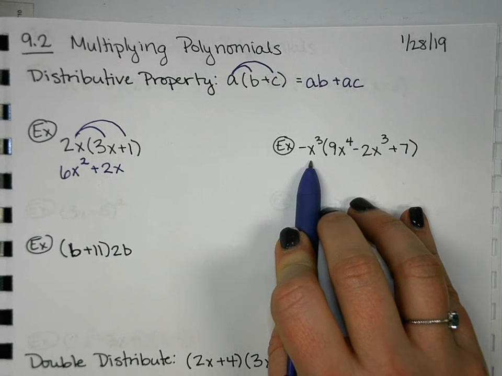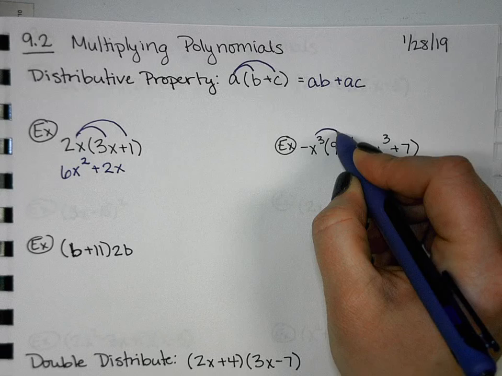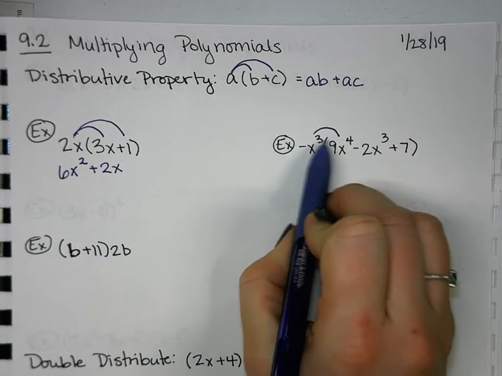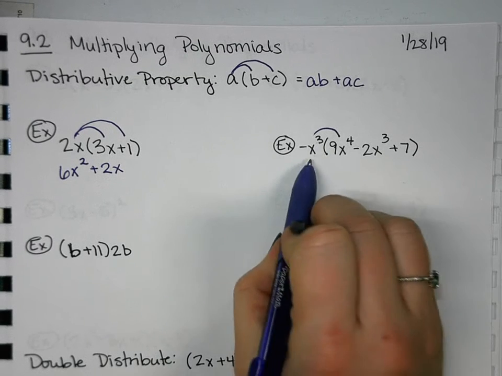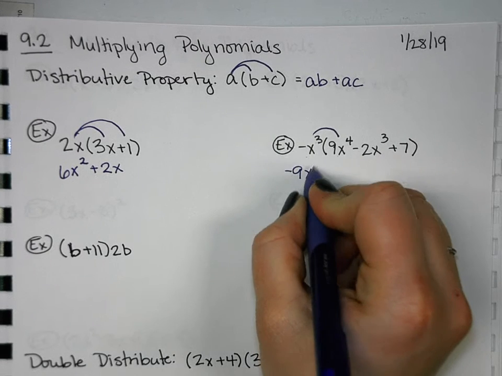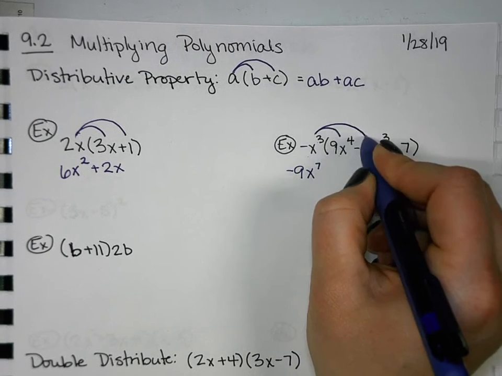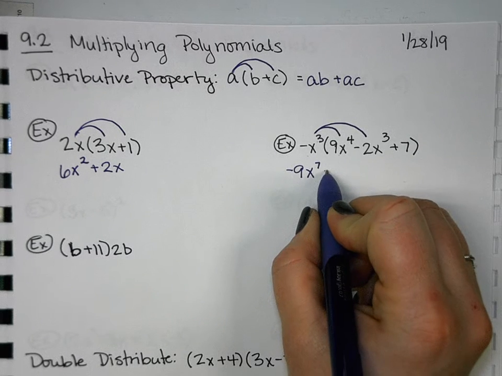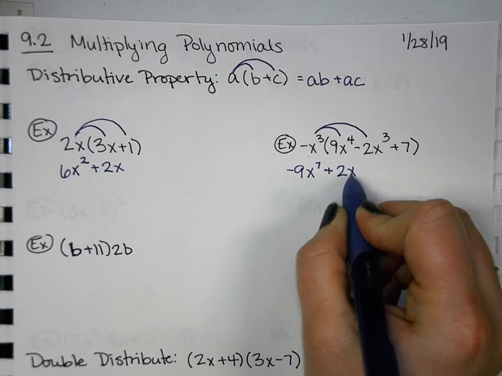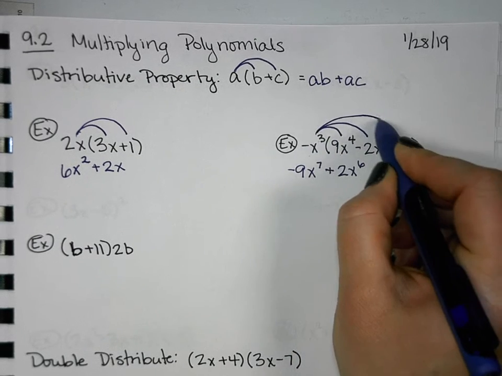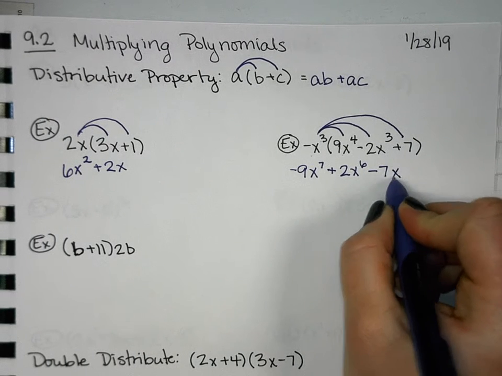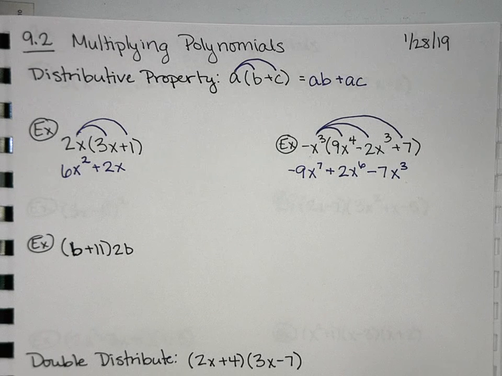So the next one, when we distribute the negative x to the third, again we're multiplying, so we have to add our exponents of like bases. So what would our first term be? Negative 9x to the 7th. And then the next term? 2x. Good. Two negatives make a positive. 2x to the 6th. And then our last term? Negative 7x. Good. Negative 7x to the 3rd.